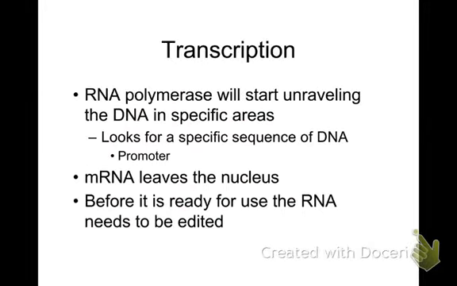So RNA polymerase will unravel the DNA, open it up. It does look for a specific sequence of DNA. This is called the promoter. This is basically the area where it starts. It copies the DNA into the mRNA. mRNA then leaves the nucleus, and it needs to be edited before it's actually used.